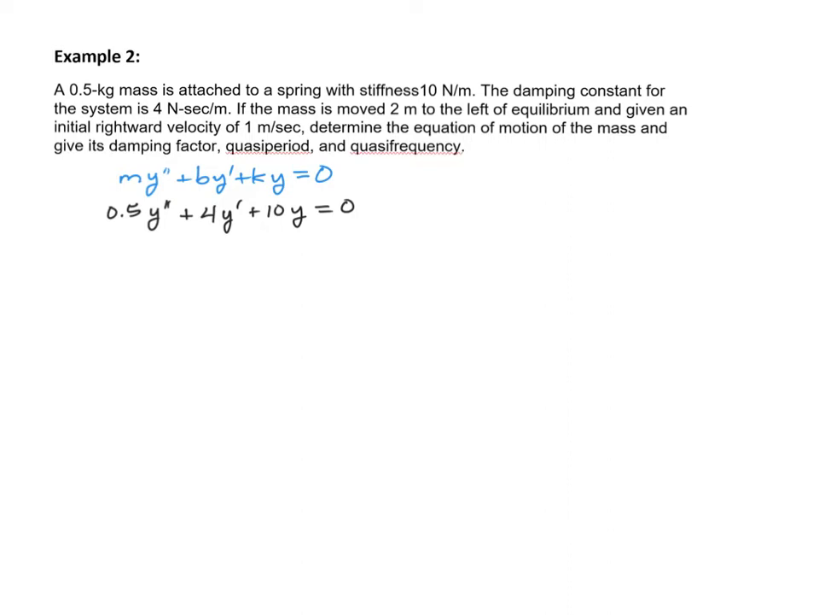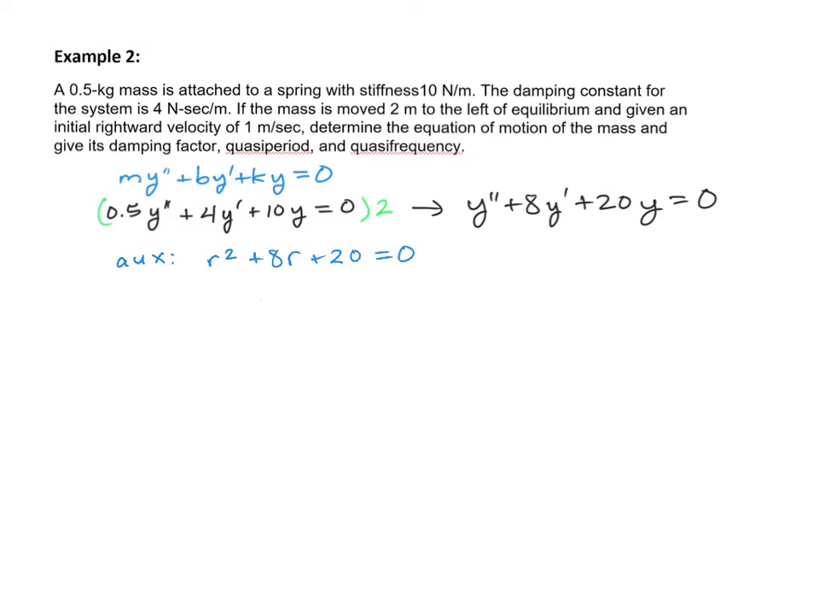The next thing for us to do is put this in more of a standard form to make it easier to solve. So let's multiply the whole equation through by 2 to clear out the decimals. So in doing so, we're going to have y double prime plus 8 times y prime plus 20 times y is equal to 0. The auxiliary equation for this is r squared plus 8 times r plus 20 is equal to 0.